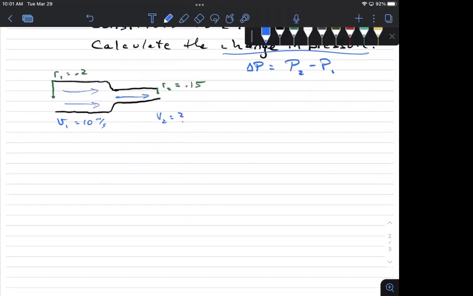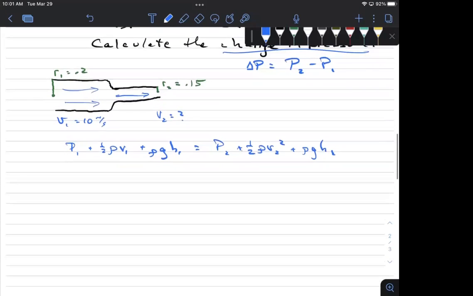Every time you see one of these pipe system type problems, first thing you could think of is Bernoulli's equation. So we write it down, starting with P1, plus 1/2 rho V1 squared plus rho GH1 is P2 plus 1/2 rho V2 squared plus rho GH2. There we go. There's Bernoulli.